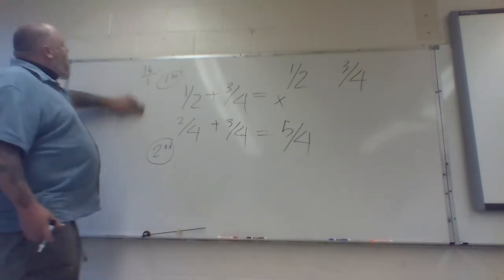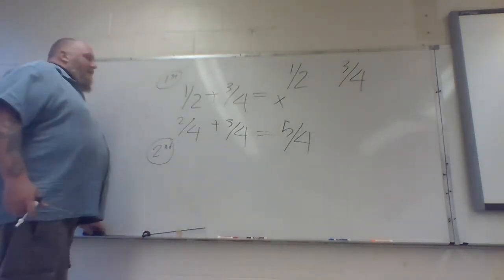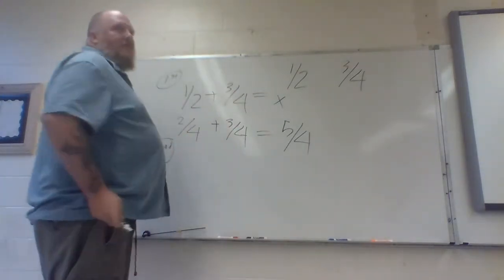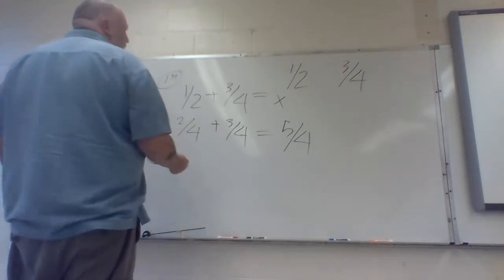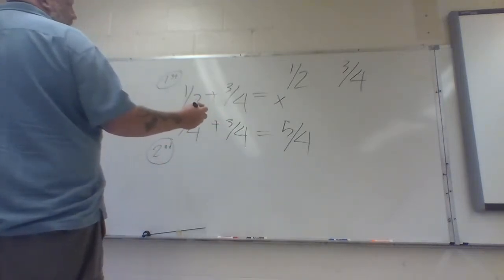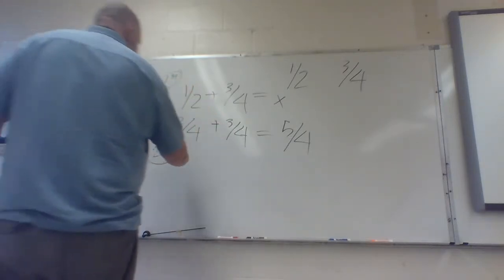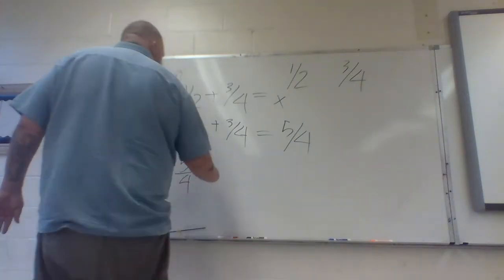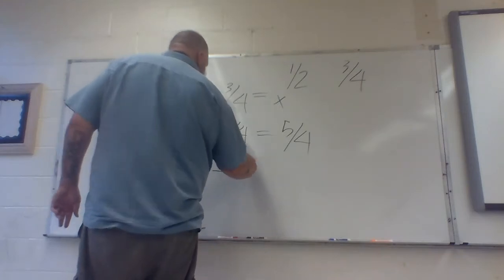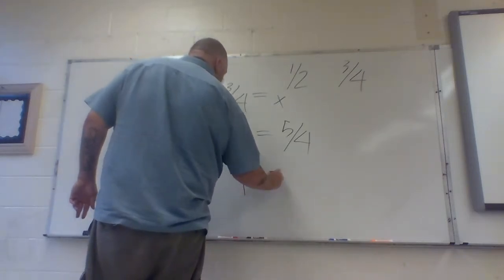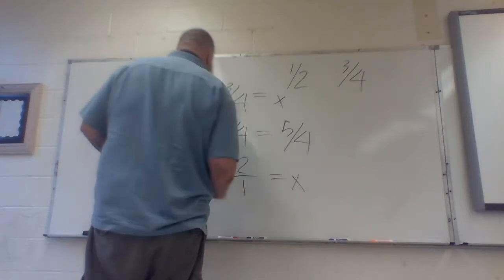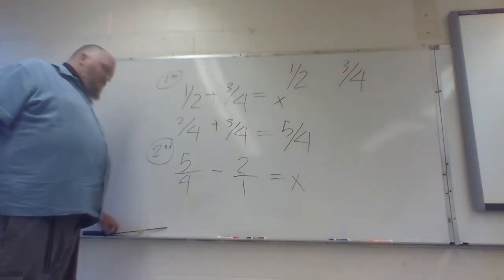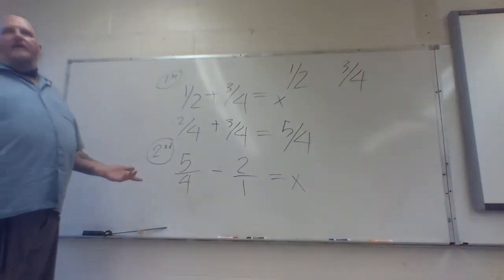So, back to this one. When we added 1/2 and 3/4, we came out to 5/4, correct? So the next is going to be to divide that by 2. So we have 5 over 4 divided by 2 over 1 equals x. Now, what do I do to divide fractions?